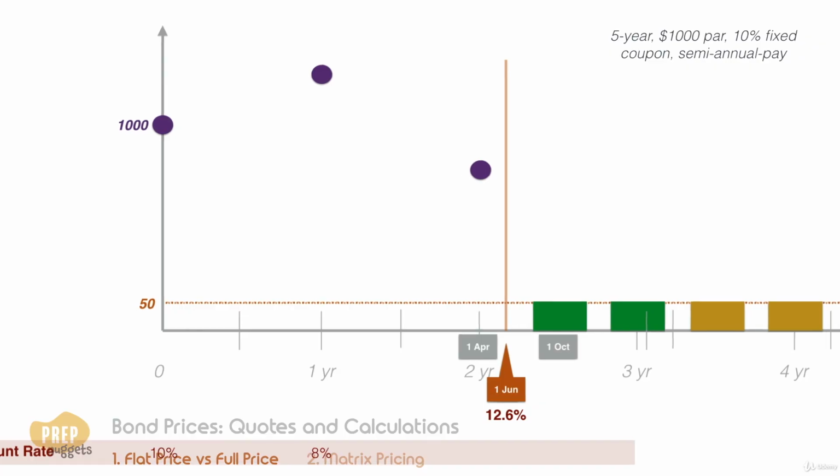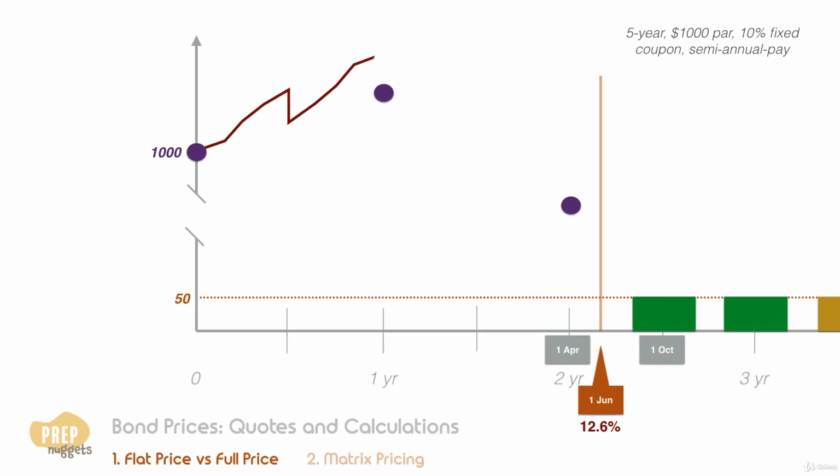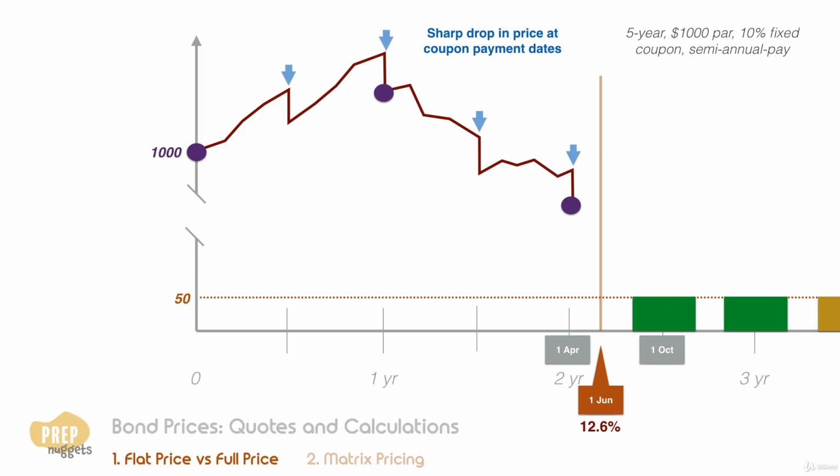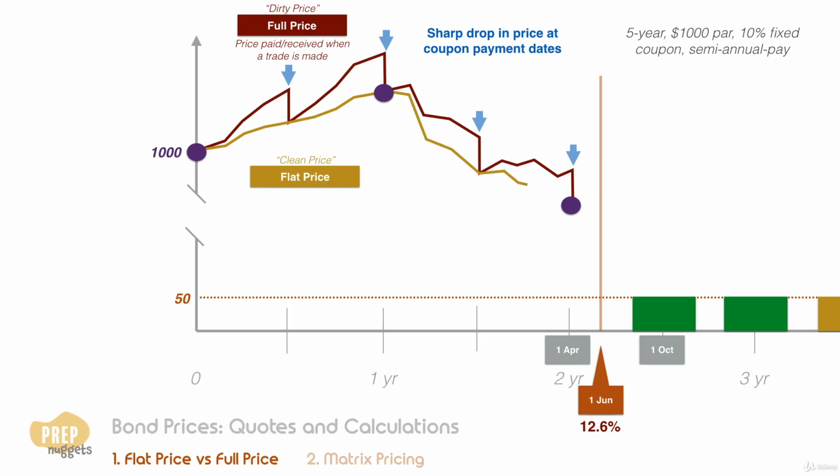If we consider the effect of coupons, we should see such a zigzag pattern on the price chart. As the coupons are paid to the bondholder, the coupon should no longer be factored into the price. This accounts for the sharp drop in price at every coupon payment date. This price is known as the full price or dirty price. This is the price an investor pays or receives when a trade is made, ignoring the effect of spread. The flat price or clean price, on the other hand, is quoted ignoring the effects of accrued interest. This is the price quoted by bond dealers.